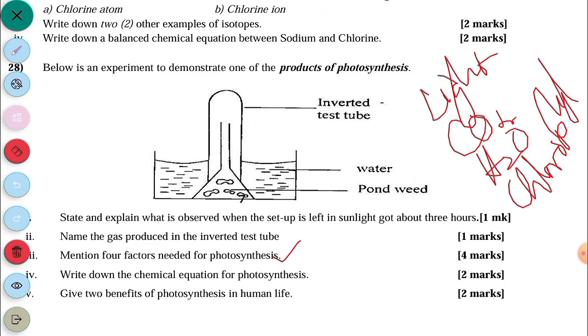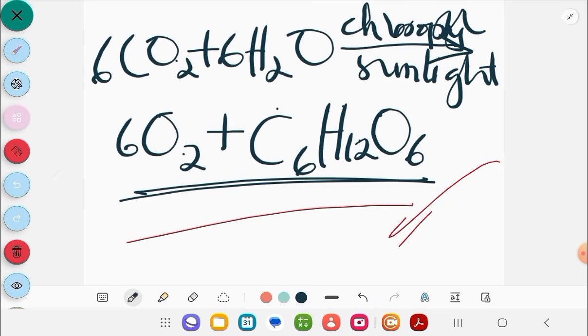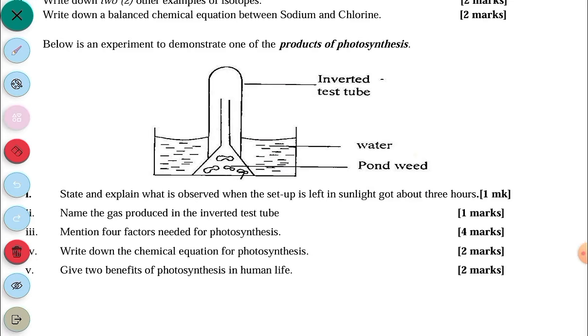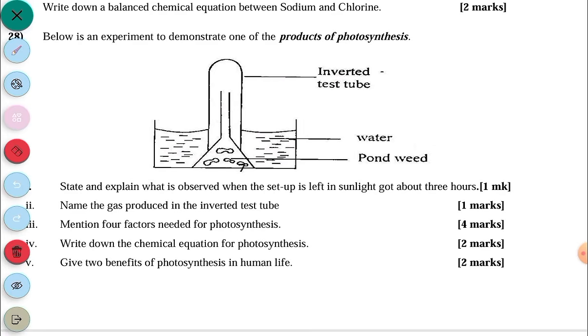And write down a chemical equation for photosynthesis. I wrote it for you so that you don't spend so much time on this video. Give 2 benefits of photosynthesis to human life. So 1, helps in production of food and also production of oxygen.